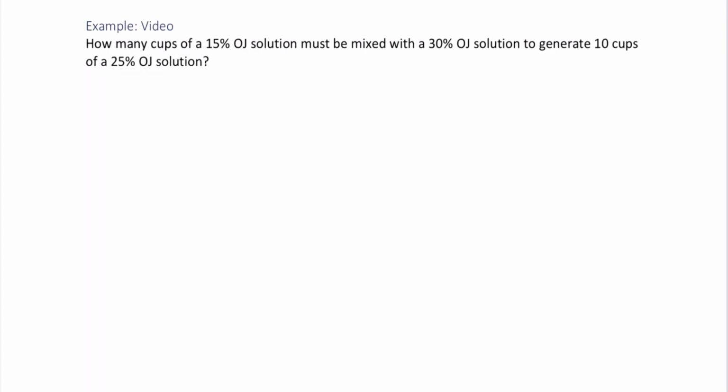How many cups of a 15% OJ solution must be mixed with a 30% OJ solution to generate 10 cups of a 25% OJ solution? So X, our unknown, is the amount of the 15% solution. So next we'll use pictures to help us set this up.